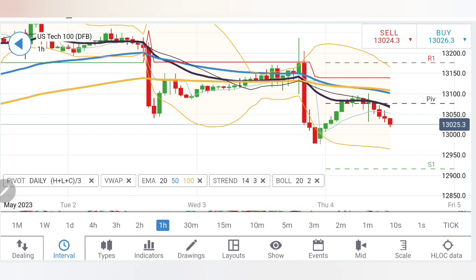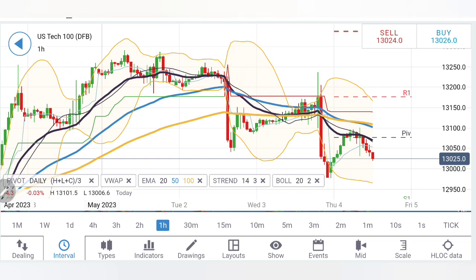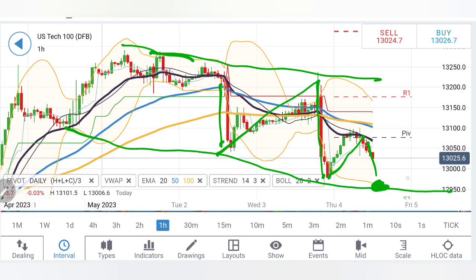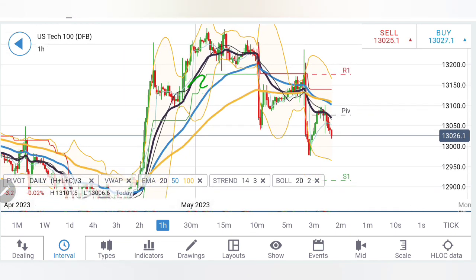On the hourly charts, if you look, there is a beautiful formation: drop, retracement, drop, retracement, drop. And if you look, the highs are well connected, the lows are well connected. Now if you look at the lows here, 12,950, 12,900 are a very good support for Nasdaq 100. Now this is just purely on the hourly charts.